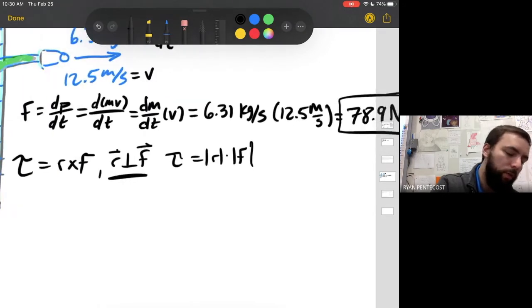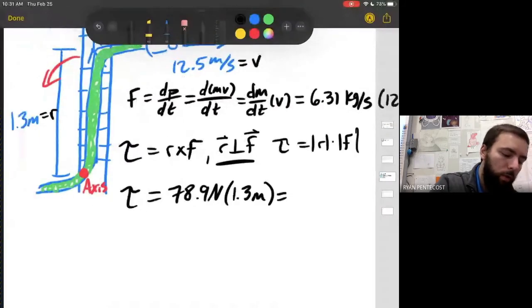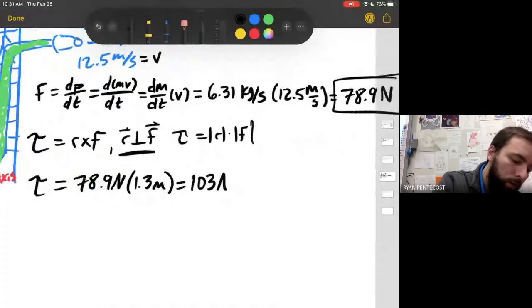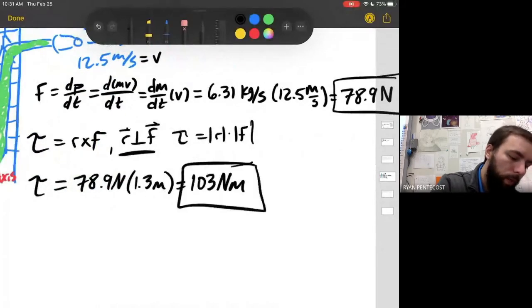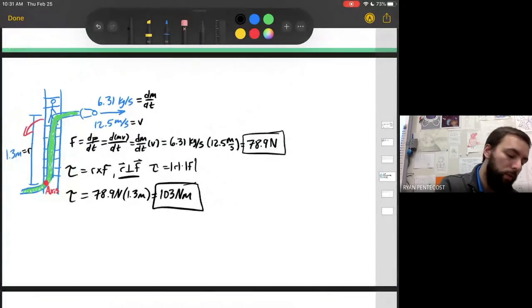So we already have the force. That is 78.9 newtons that we just found. And then we know the radius would be 1.3 meters. So the torque in newton meters would be approximately 103 newton meters. Okay. So that's how you can find the torque and force exerted by Askey to make sure that this is all balanced.